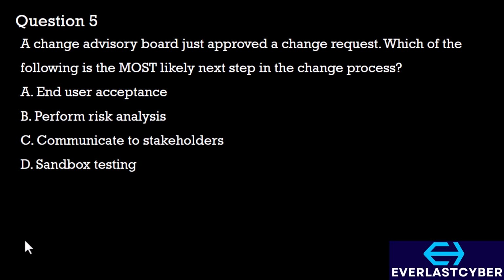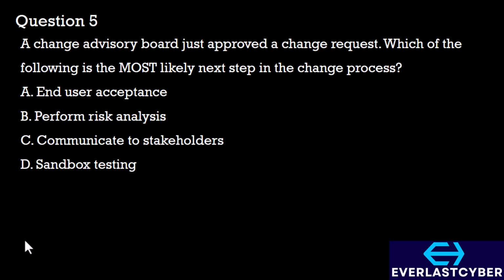For the end user acceptance, this usually occurs after the change has been implemented and tested in order to ensure that it meets the user needs and requirements. Performing a risk analysis is conducted before the change advisory board approval in order to assess the potential impacts and decide if they should proceed with the change. Communicating with stakeholders will inform the relevant stakeholders about the upcoming change, its impact, and the implementation timeline. While the sandbox testing is part of the pre-approval process in order to ensure that the change works as expected without affecting the live environment.